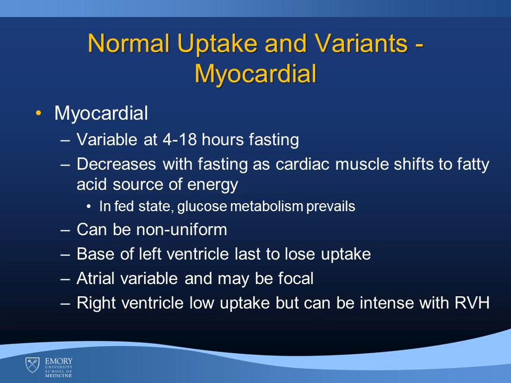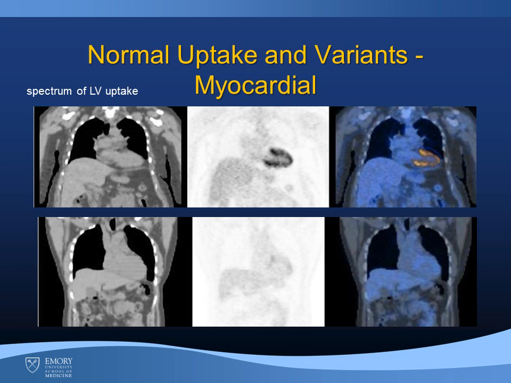Now, activity can be non-uniform. Typically, the base of the left ventricle is the last to lose uptake. Atrial activity can be variable and may appear focal. And the right ventricle has low-level uptake, but it could be intense with right ventricular hypertrophy. This is the spectrum of normal left ventricular activity, from minimal activity to higher activity.